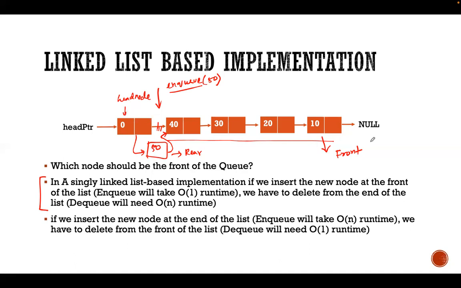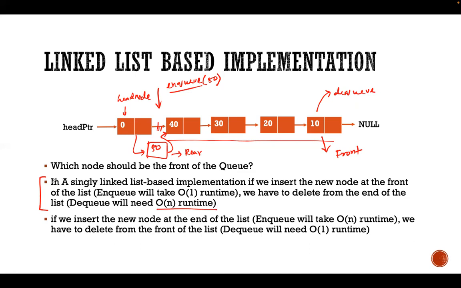Now what will be the runtime for dequeue? You can see that in this implementation, the front item in the queue is actually the last node in this list. So when we are going to dequeue an item, we have to traverse the whole list and delete the last node from the list. So that will take order of n runtime.